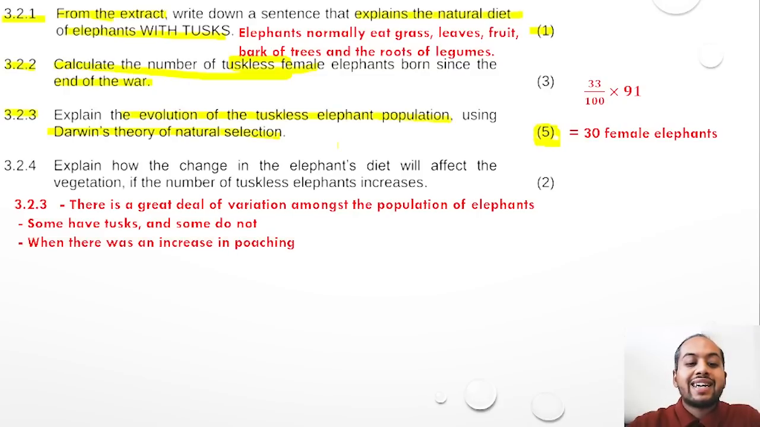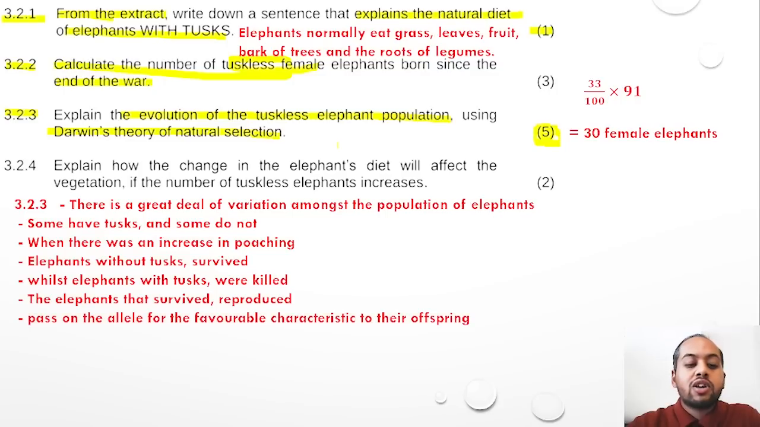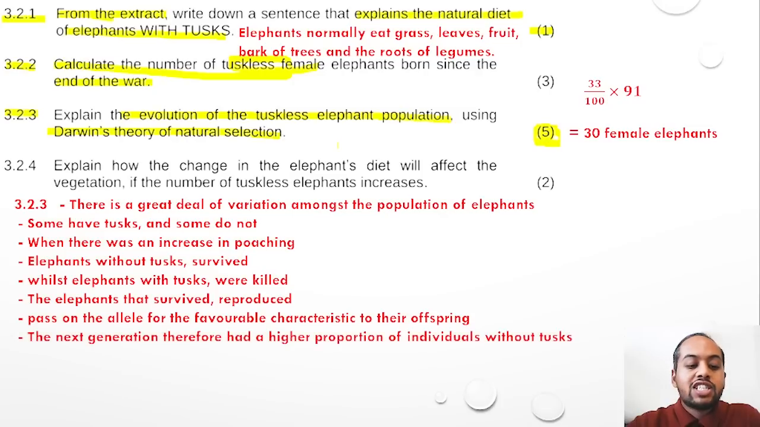So when there was an increase in poaching, elephants without tusks survived and elephants with tusks were killed. The elephants that survived reproduced and passed on the allele for the favorable characteristic to their offspring. The next generation therefore had a higher proportion of individuals without tusks. And therefore, over a period of time, the entire population is not going to have tusks.